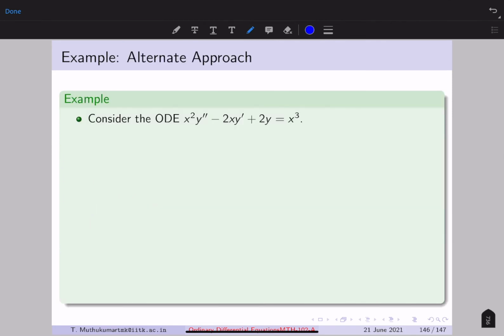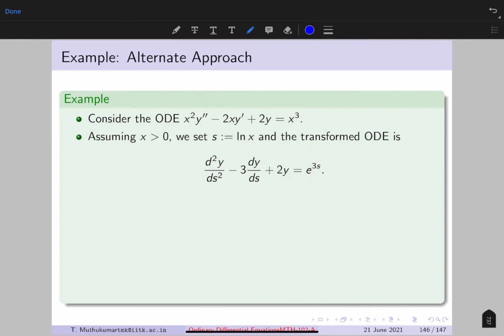So the same problem one could have done using the method of variation of parameters. So I want you to do it as an exercise. I will just highlight, for recalling, what you need to do. So Cauchy-Euler form, use this transformation to write it.